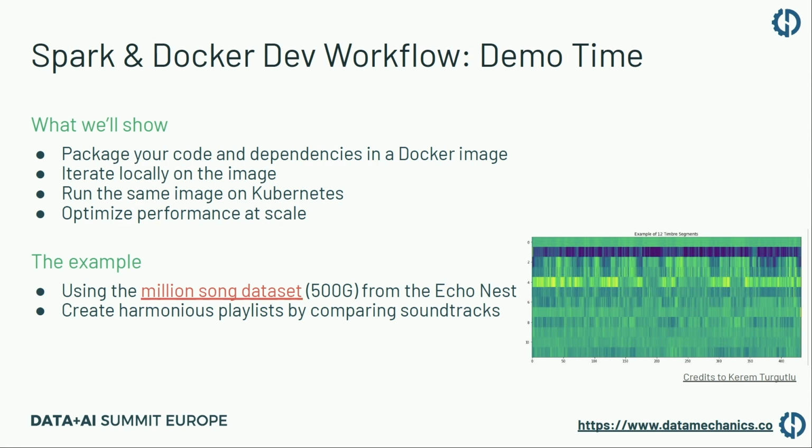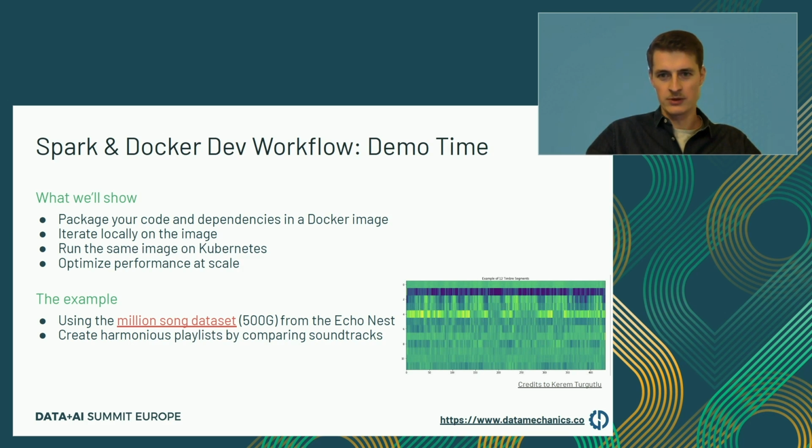So we're going to show you an example of this Docker dev workflow. We'll run an image locally, then on a Kubernetes cluster, iterate a little bit on the code, and optimize performance at scale. We'll use an example data set from Echo Nest, a company that was acquired by Spotify. The data set is 1 million songs with acoustic features attached. We'll use those features to create harmonious playlists.